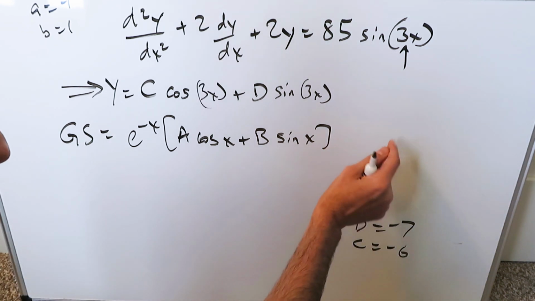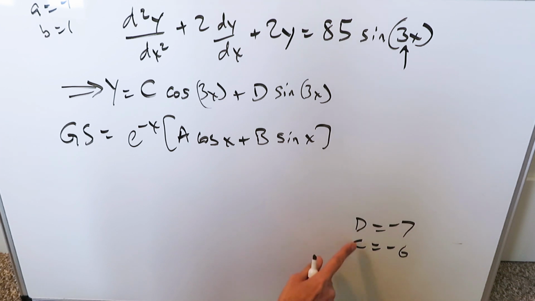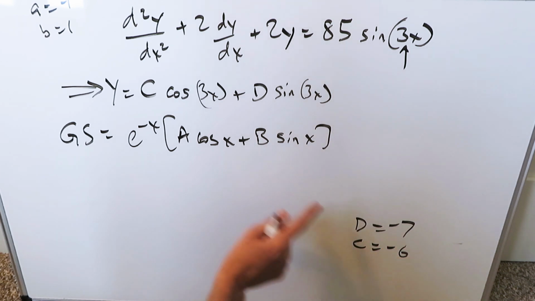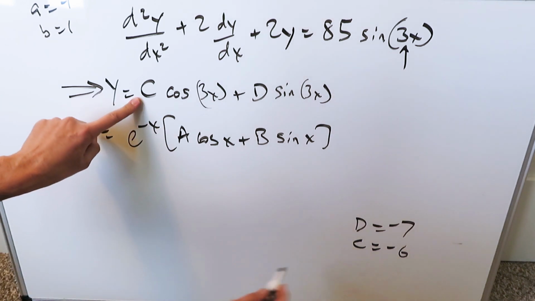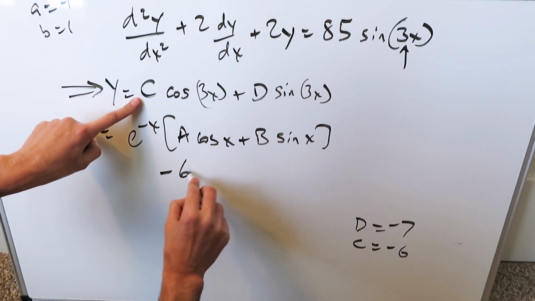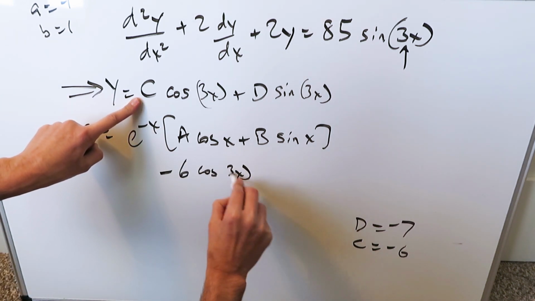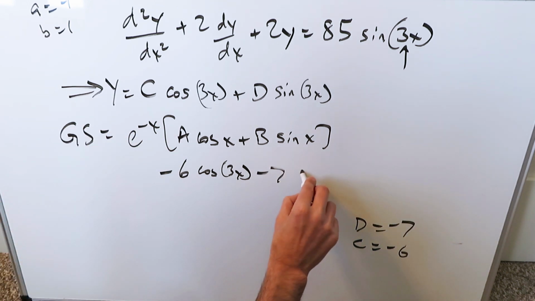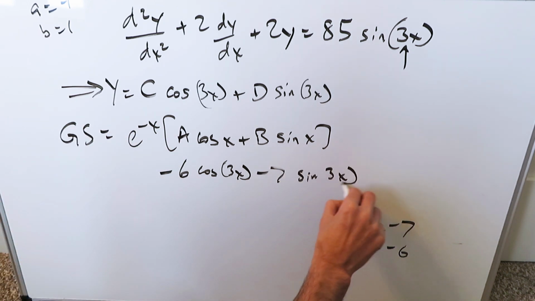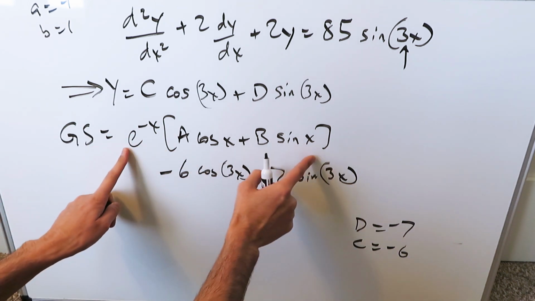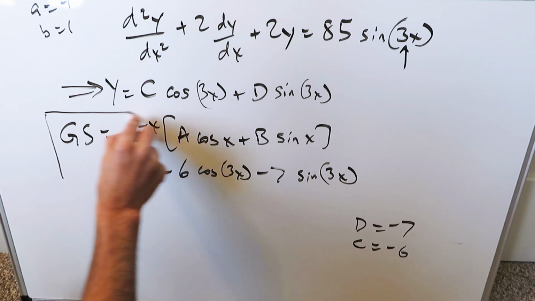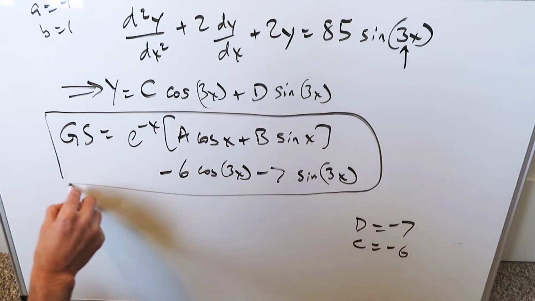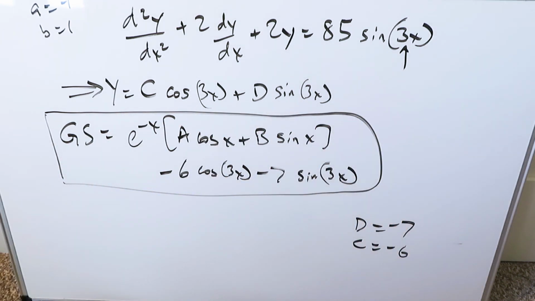Now we'll add our particular integral for this part, and it's coming from these values, minus 7, minus 6, to fit over here. I will have over here, c I know is a minus 6 cosine 3x, and d is a minus 7 sine 3x, and here's my solution. The top part is my complementary function, this part right here is my particular integral, and it'll be done. So this right here, everything in its entirety is our solution, and it's correct. And that brings us to the end of this video.